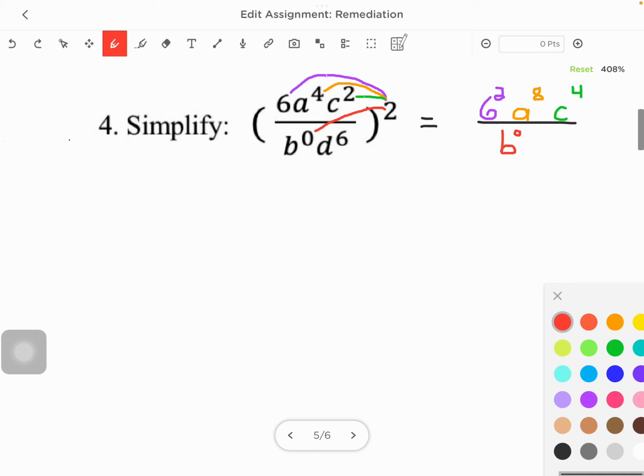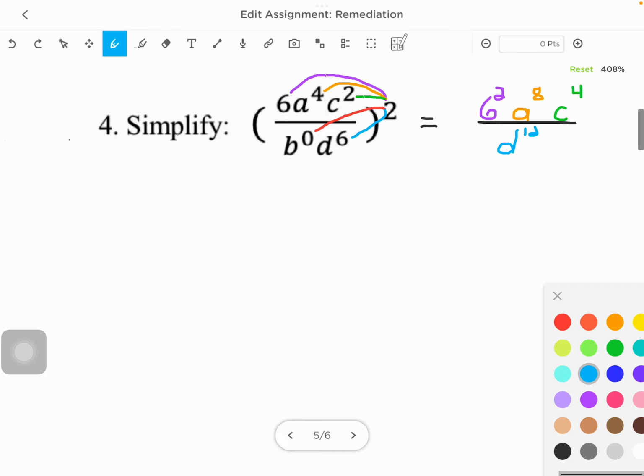So I could write b to the 0, or remember b to the 0 just cancels and makes nothing, so I'm just going to write nothing in red. And finally, let's distribute our exponent to d to the 6th. So multiplying those two exponents, that's going to be d to the 12th.